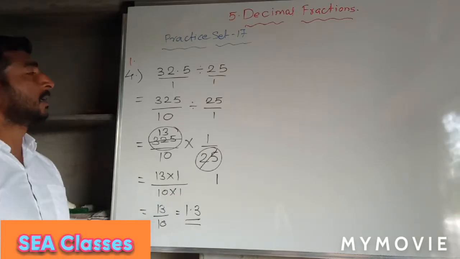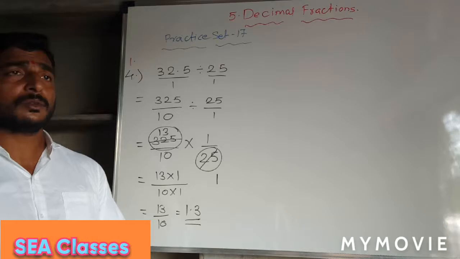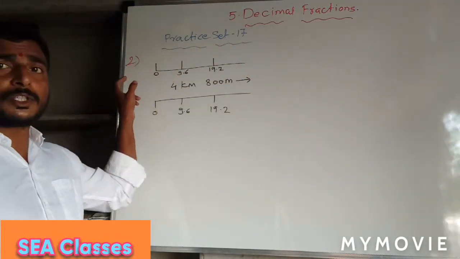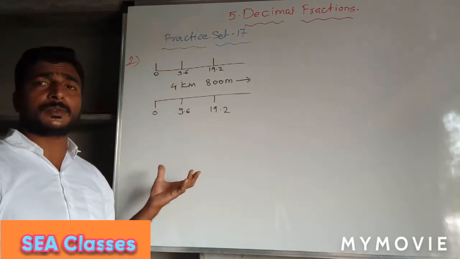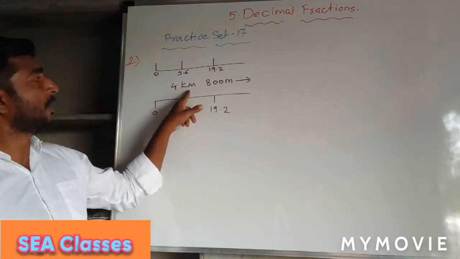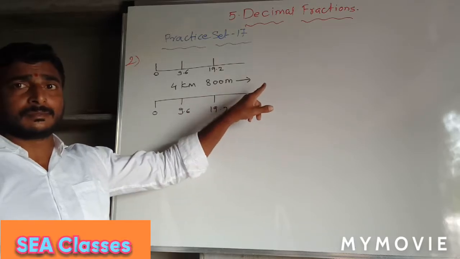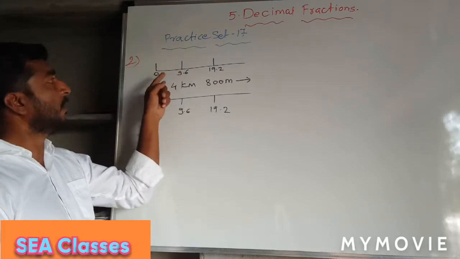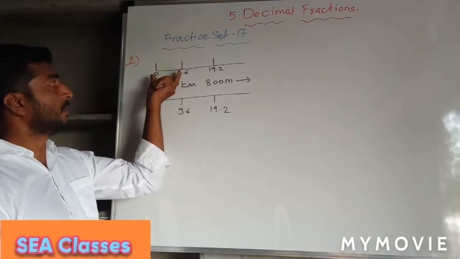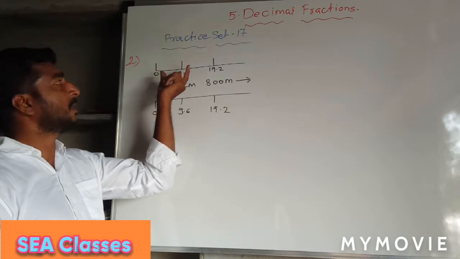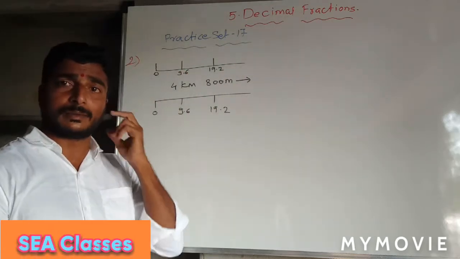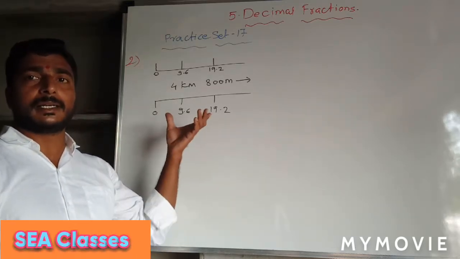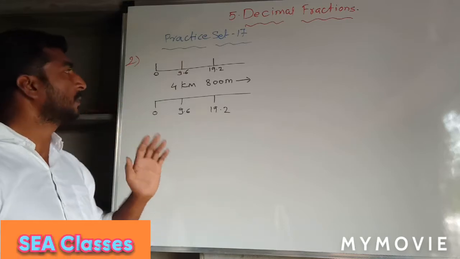So in this way you can do the remaining examples from practice set 17, question number 1. Now in practice set 17 we will see question number 2, which is the word problem. So what is the word problem given to you? It is said that there is a road 4 km and 800 meters long, and trees are planted on both sides of the road at an interval of 9.6 meters, meaning each two trees will be at a distance of 9.6, 9.6, 9.6, in this way. And what is the question? You have to find how many trees are planted on both sides of the given road.